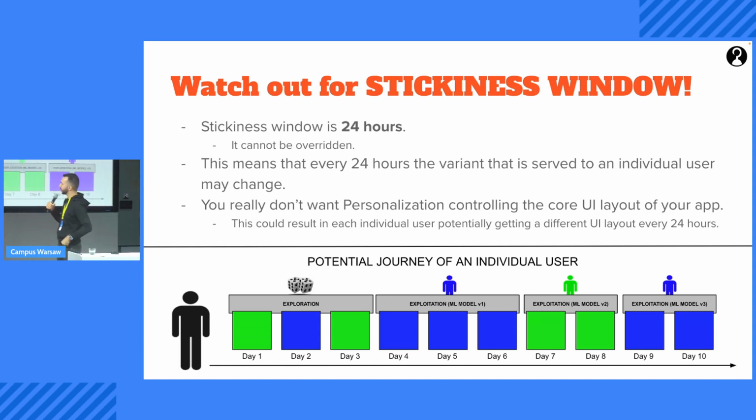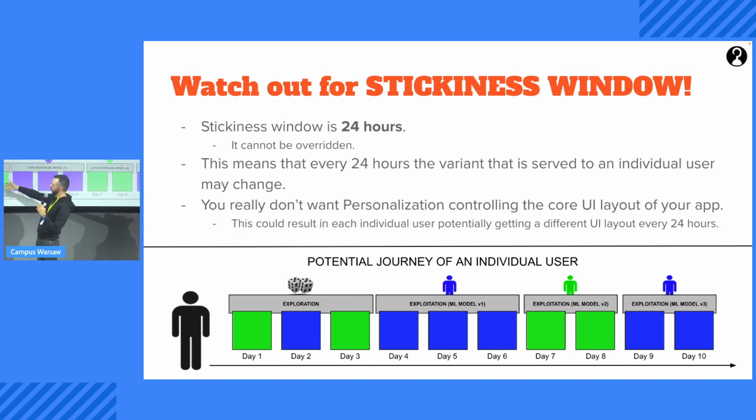That's been my experience at least. So here on the bottom, I try to make a visualization of an individual user's potential journey across time. As we see, when a new user comes in, it decides to use that user for exploration for a while. So it serves green, it serves blue, it serves green, just to collect data.